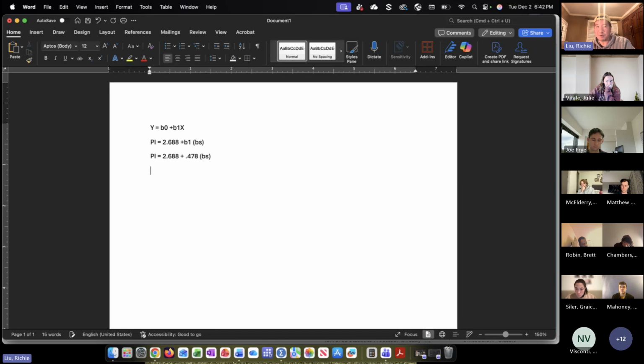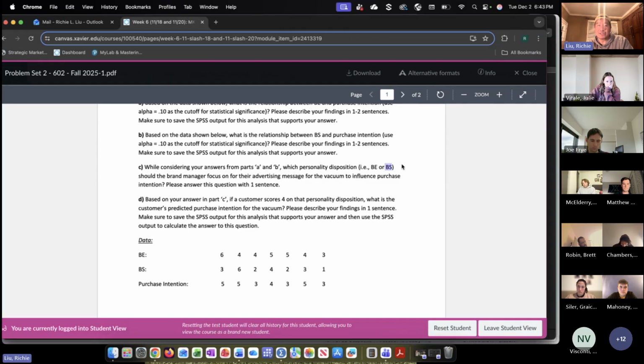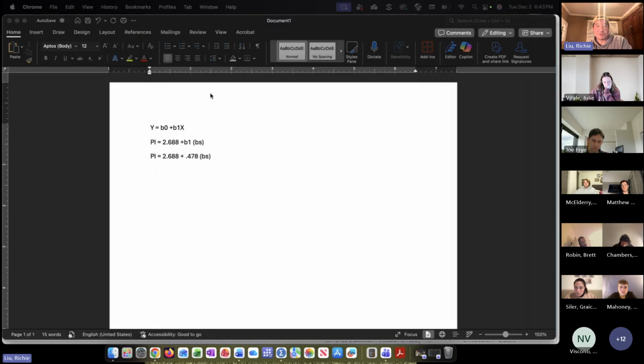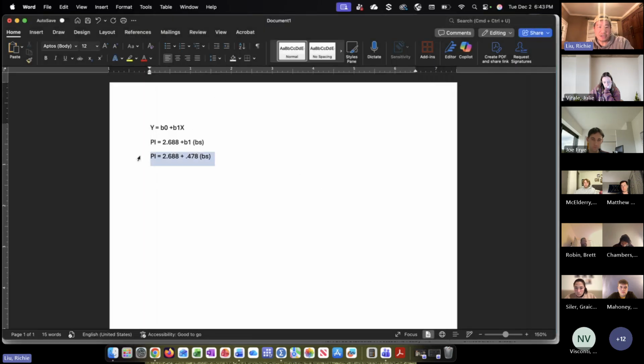And then I've got my equation now. Purchase intention is a function of the y-intercept of 2.688 plus my IV, and the coefficient or slope is 0.478, right? So I'm asking now on the problem for what is the purchase intention if a person scores 4 on that personality disposition that we're focusing on. So now I can take this equation, and again, you don't have to write all these steps on the exam.